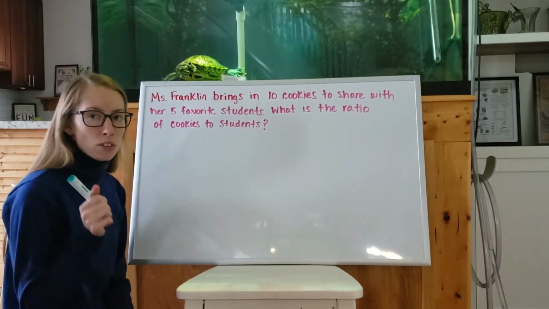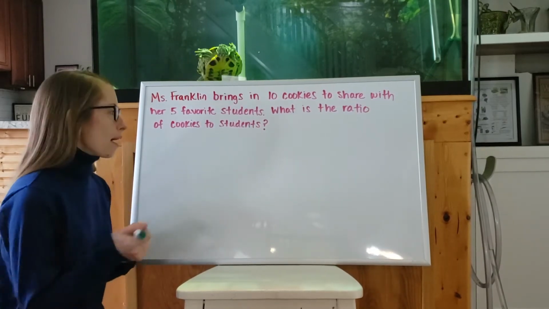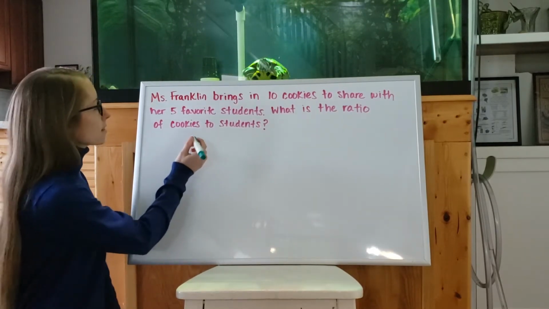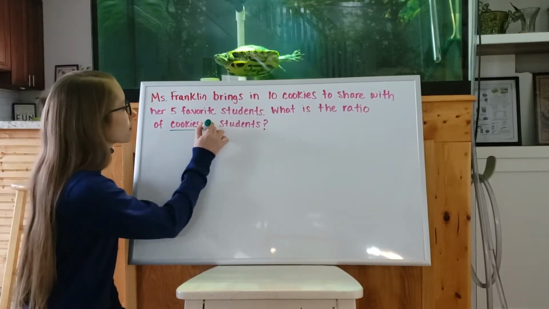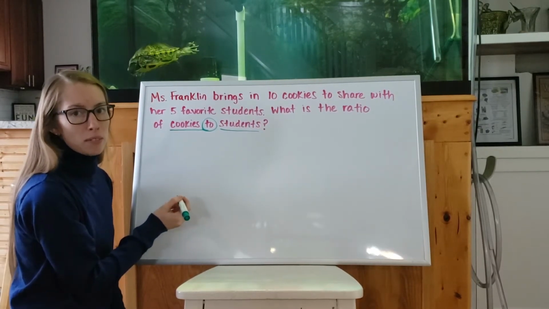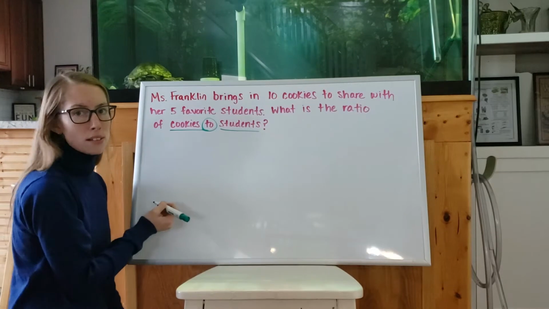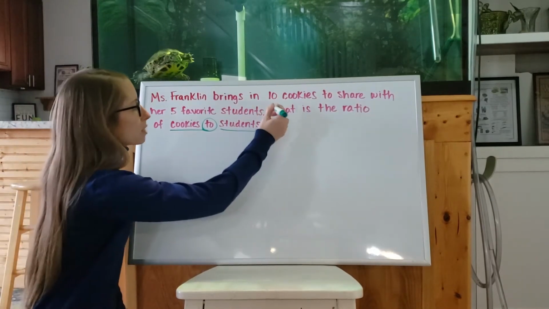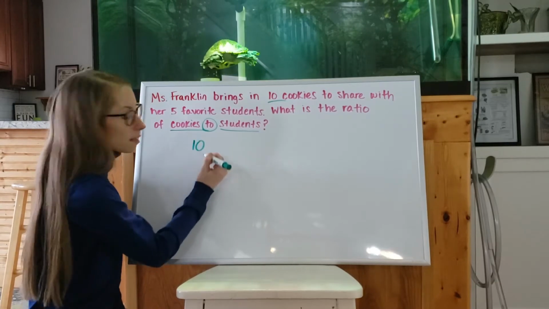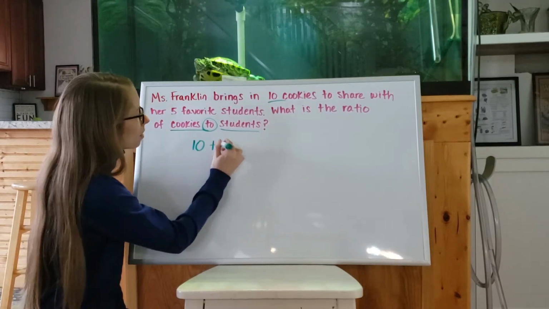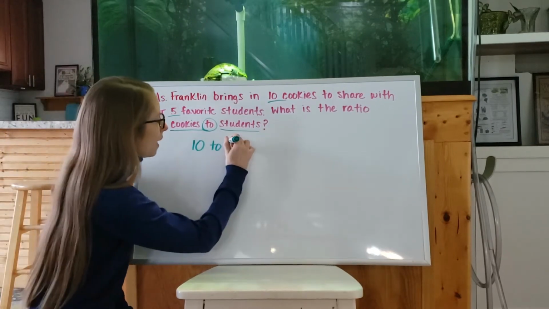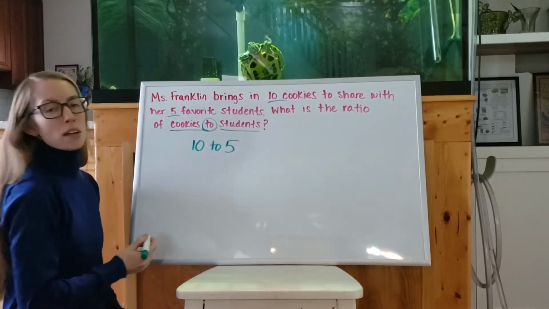Ratio, it's important to remember that order matters, so you have to pay close attention to the question. Here I can see that I'm comparing cookies to students. That means that every time I write my ratio, the number of cookies is going to come first. So in this problem, I have 10 cookies, so the 10 gets written first. I can look back and see that I have 5 students, so the 5 is my second number, 10 to 5.